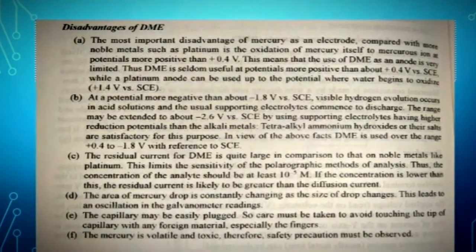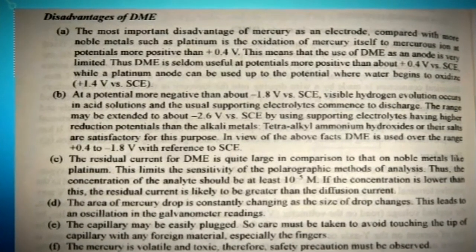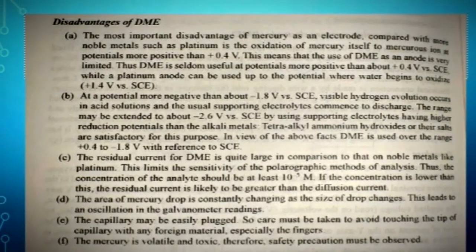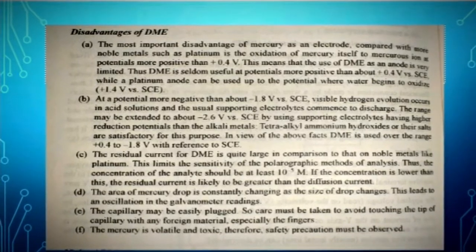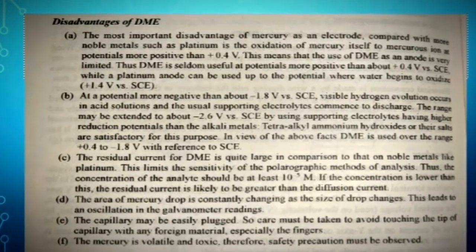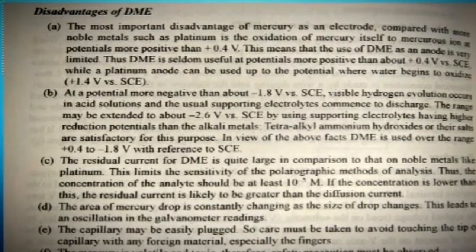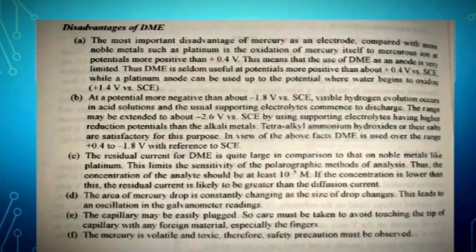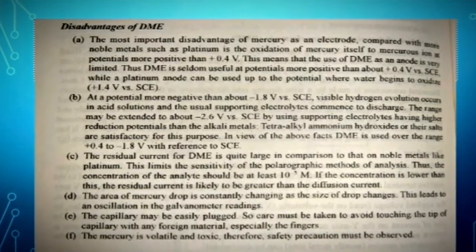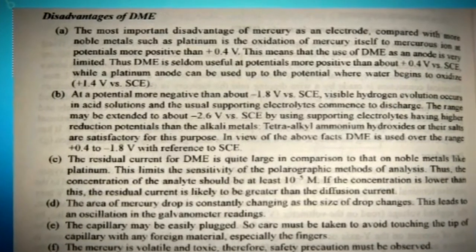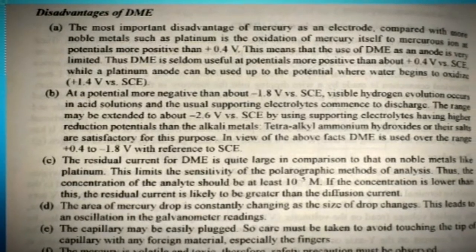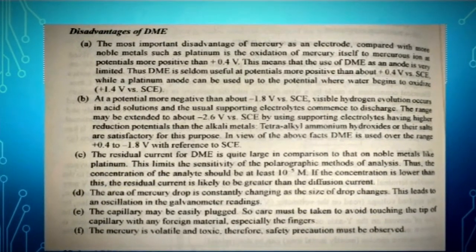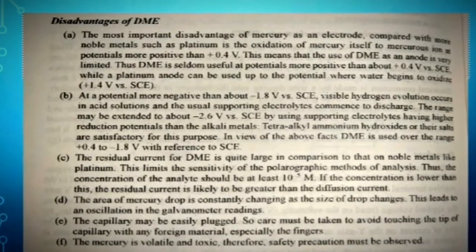The last point is that mercury is volatile and toxic. Therefore, safety precautions must be observed. When you do a chemical analysis or carry out a procedure, we should see that it is not affecting the environment. That's very, very important. It should be eco-friendly. But mercury is highly toxic. Hence, when carrying out this procedure using an instrument having mercury, the disposal of mercury might be a problem because it's toxic to the environment.